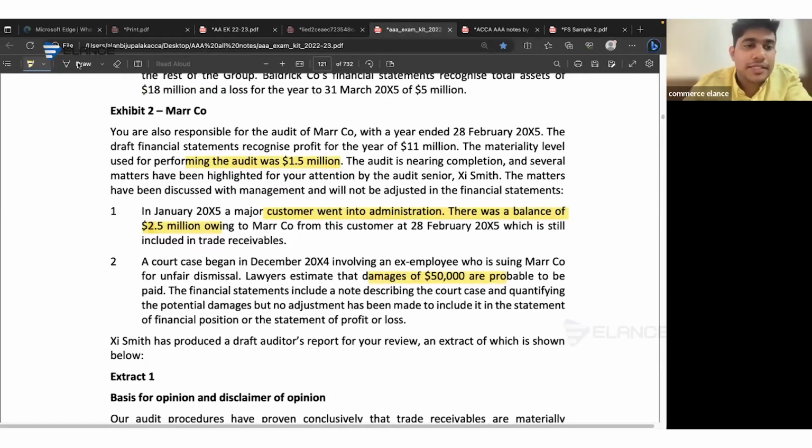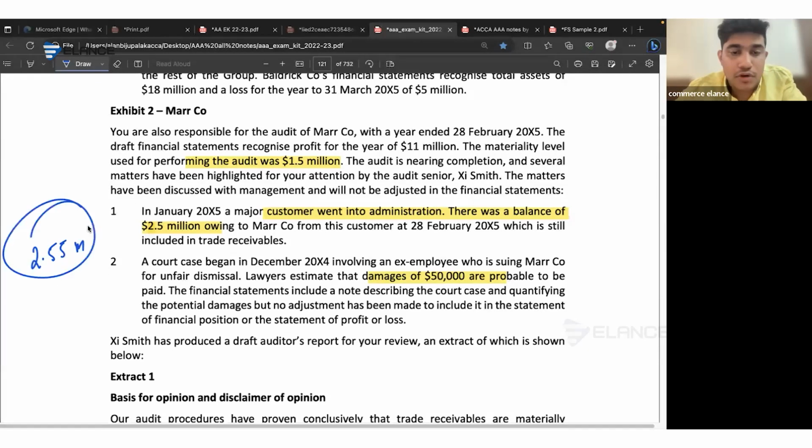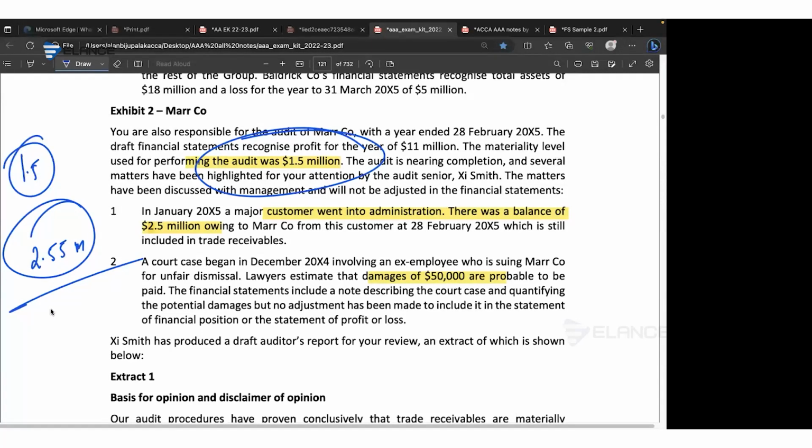So when we get a scenario like this, what can we conclude from here? First of all, we will check the materiality. The total amount of misstatement is 2.55 million. And what's the materiality benchmark? It's 1.5 million. So is this amount of misstatement material or not? Yes, definitely it's material.